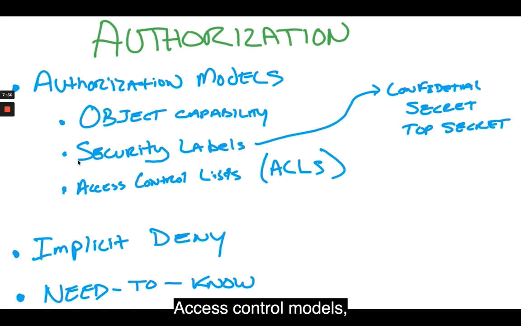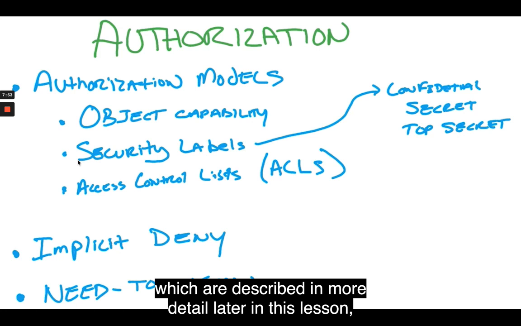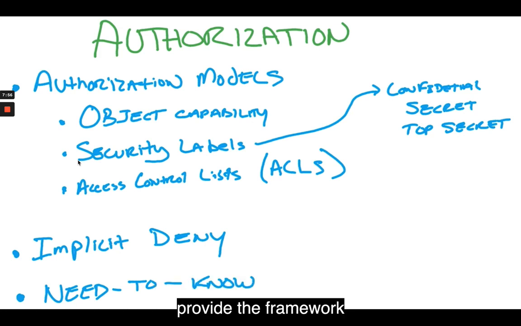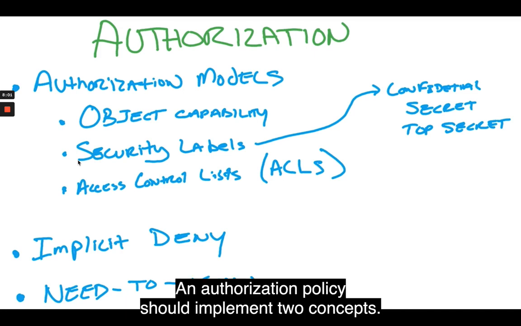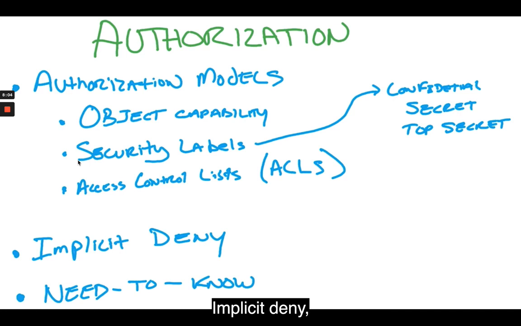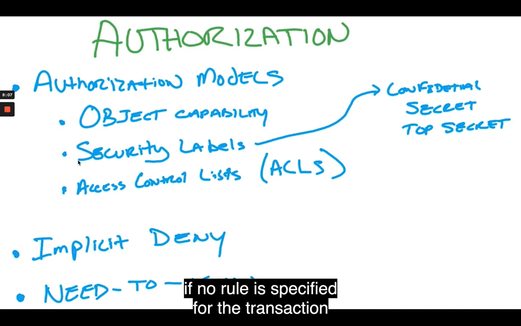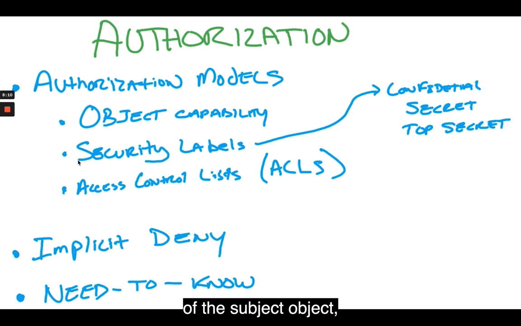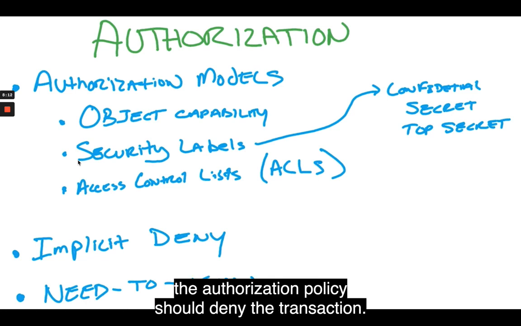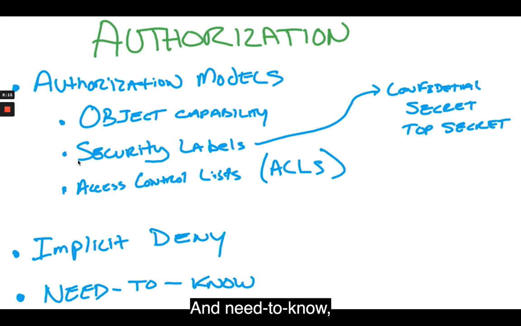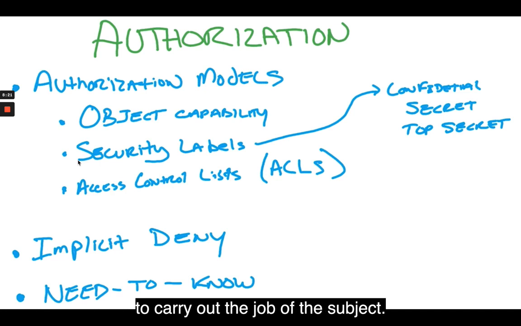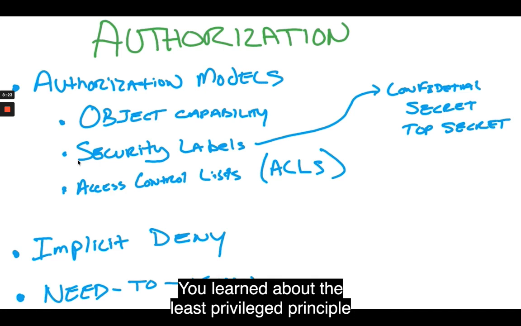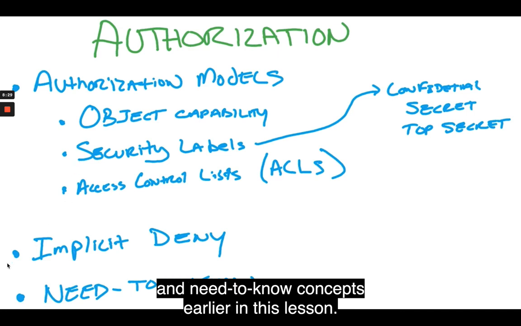Access control models, which are described in more detail later in this lesson, provide the framework for authorization policy implementation. An authorization policy should implement two concepts: implicit deny. If no rule is specified for the transaction of the subject and object, the authorization policy should deny the transaction. And need to know, where a subject should be granted access to an object only if the access is needed to carry out the job of the subject. You learned about the least privilege principle and need to know concepts earlier in this lesson.